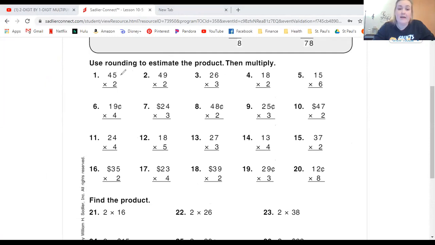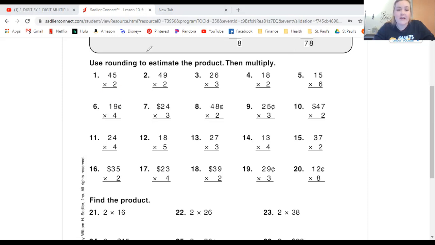So number 1, I'm going to go here. I'm going to go 5 times 2 gives me 10. I put my 1 up there and a 0 here. So now I'm going to go 2 times 4 gives me 8. Don't forget about the 1, I've got to add it in. So 8 plus 1 gives me 9. There we go.